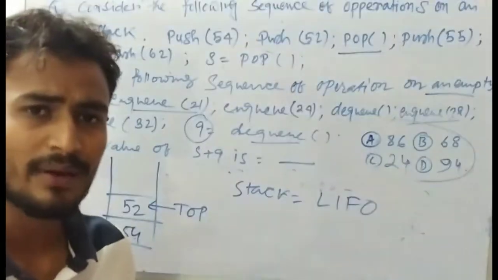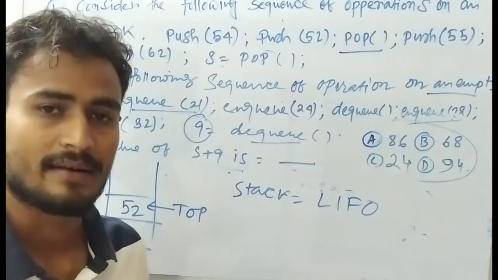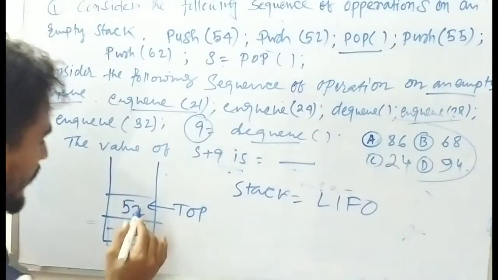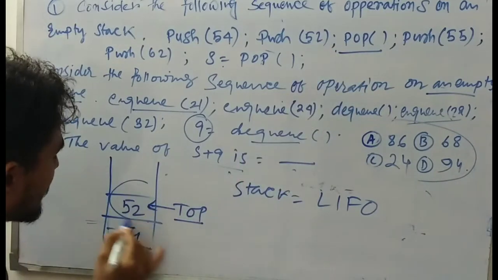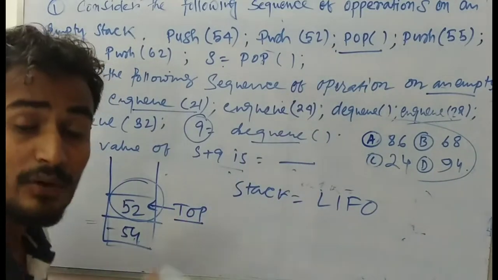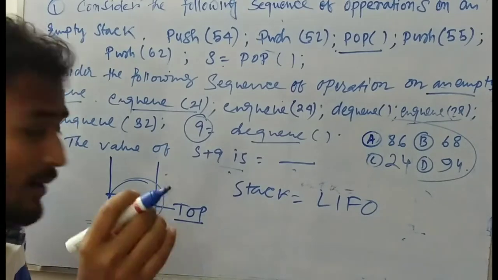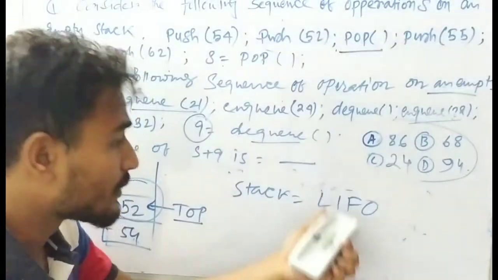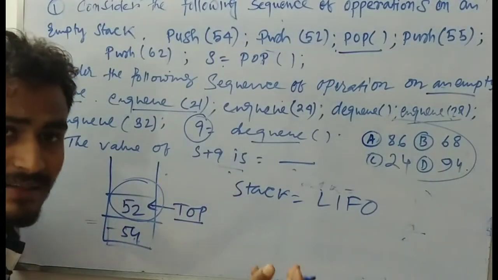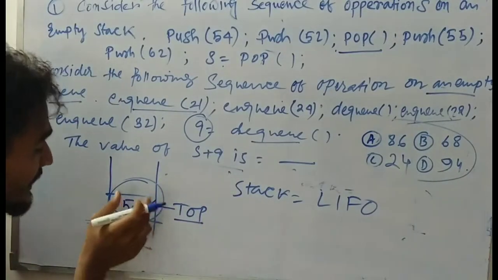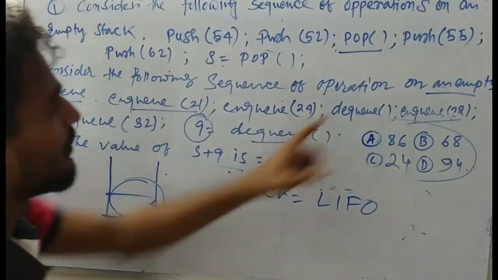Remember one thing: in a stack we use top, and in a queue we use front and rear. So 52 is the top position. Pop means it is removed from the stack because it is the last element inserted. LIFO means last in, first out. So 52 was inserted last, and that's why it comes out first. Now 52 will be removed.